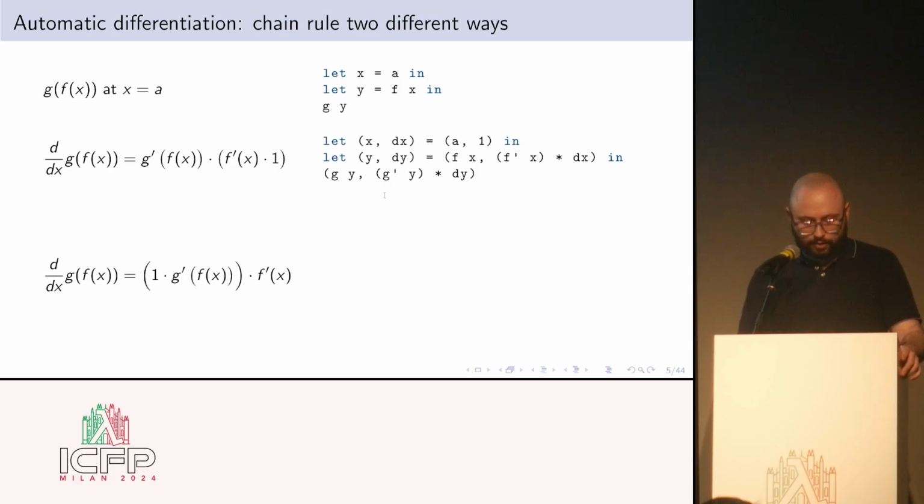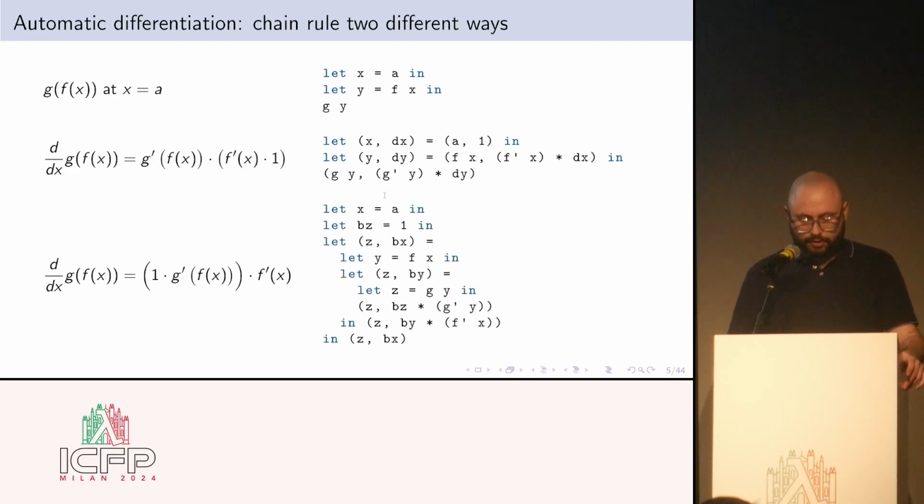But we can also go from left to right. But left to right is a little bit weird, because in order to calculate g prime of f of x, we need to calculate f of x first. So we can get this nesting behavior and sort of a reversal of order of evaluation for some parts. So again, we're going to have an additional variable for each of our things. We're going to have bz, bx, and by.